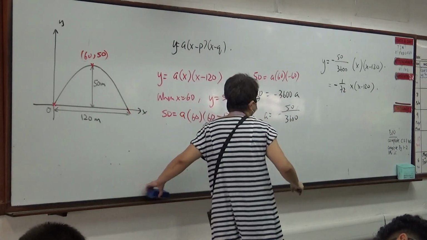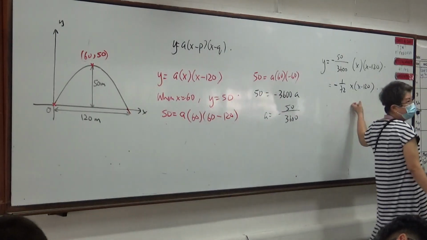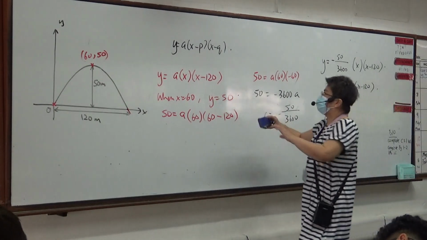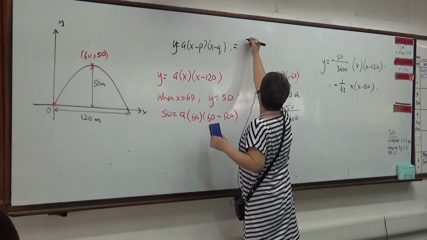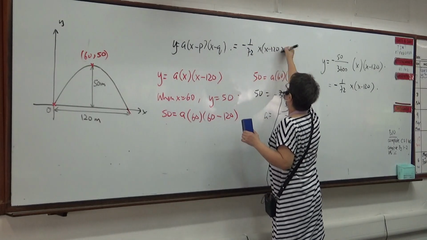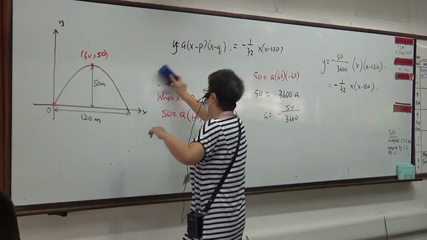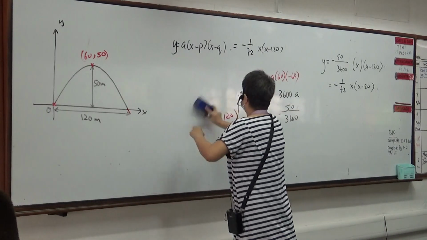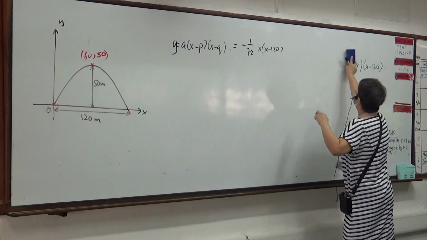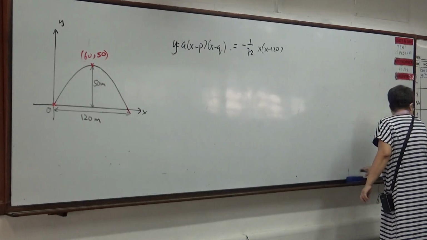Part 2. So are we all clear about how to get this equation? Yes, okay. So I'm going to write this down. I don't want to waste space. Negative 1 over 72 x squared minus 120. Okay, so that's how I get it. Next part, part 2.